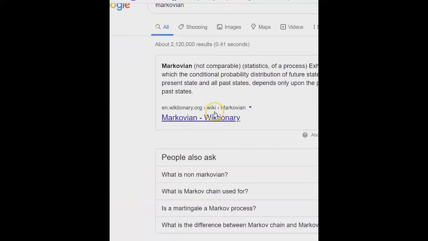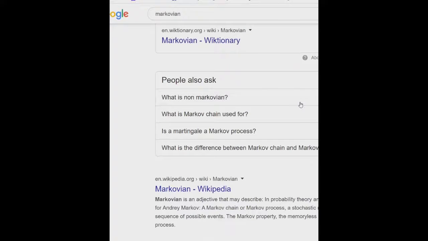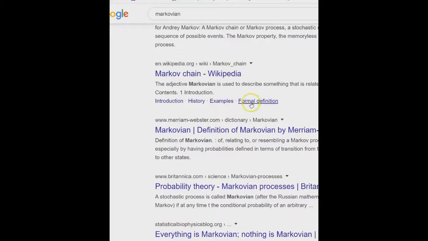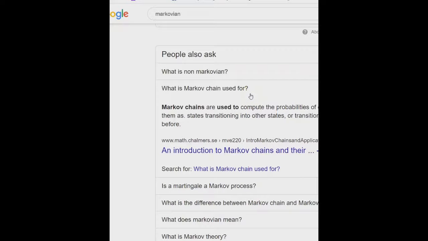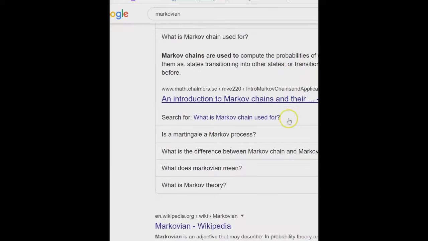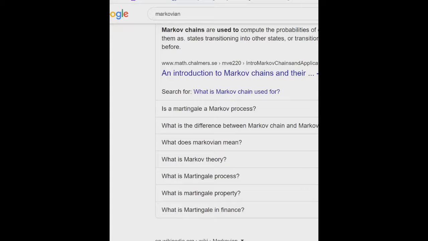I looked up a couple of things after this session. It's exhibiting the Markov property, in which the conditional probability distribution of future states of the process, given the present state and all past states, depends only upon the present state and not on any past states, which is kind of a mouthful. The adjective Markovian is used to describe something that is related to a Markov process. What is a Markov chain used for? It computes the probabilities of events occurring by viewing them as states, transitioning into other states, or transitioning into the same state as before. Okay, so yeah, that is kind of intriguing.